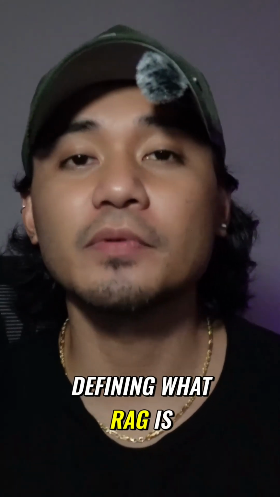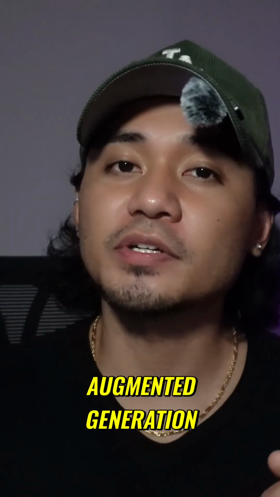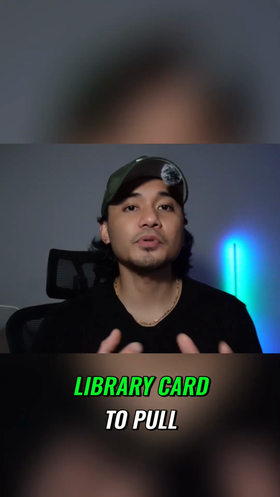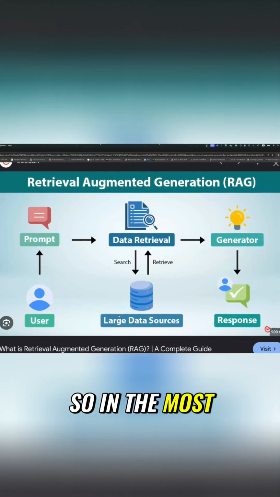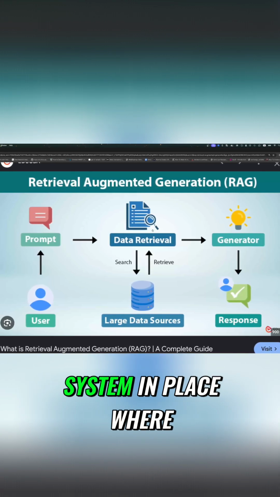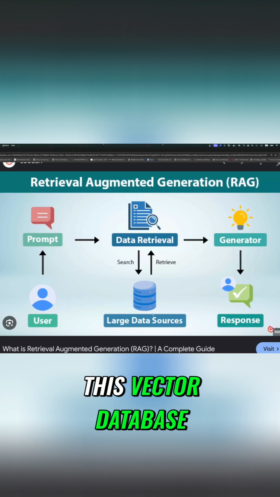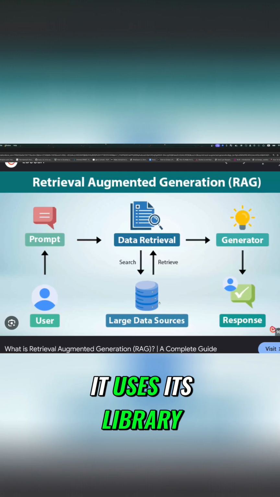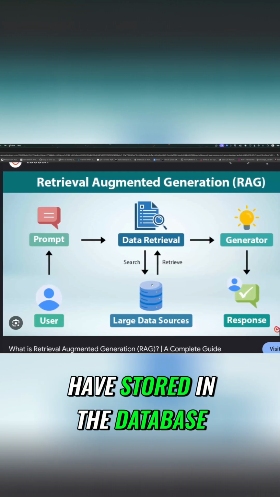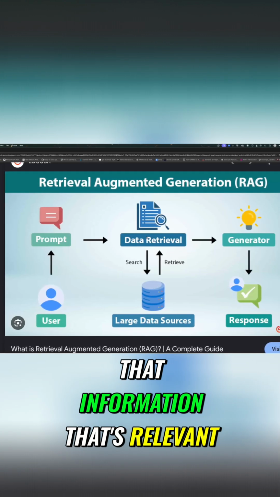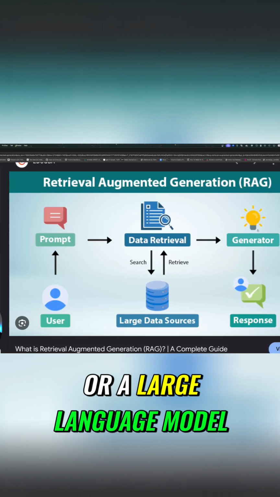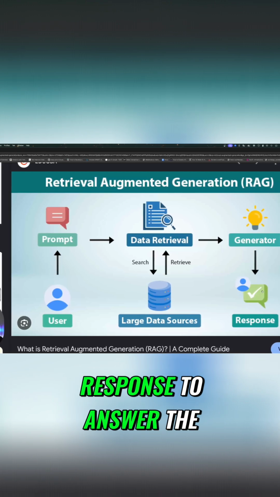So let's start with defining what RAG is, which stands for Retrieval Augmented Generation. RAG is basically giving the AI a library card to pull documents from a certain database. In the most basic sense, this is what Retrieval Augmented Generation looks like. You have this system in place where it's retrieving information from this vector database. This is the library card analogy. It uses its library card to pull information or the documents you have stored in the database. And then you give that information that's relevant to the user's prompt to the AI, which is a generator, or a large language model, and it generates a response to answer the user's question.